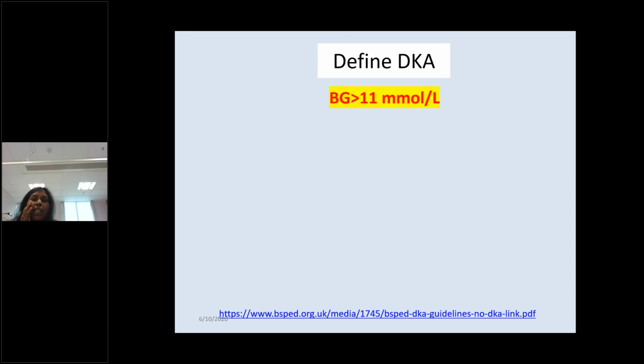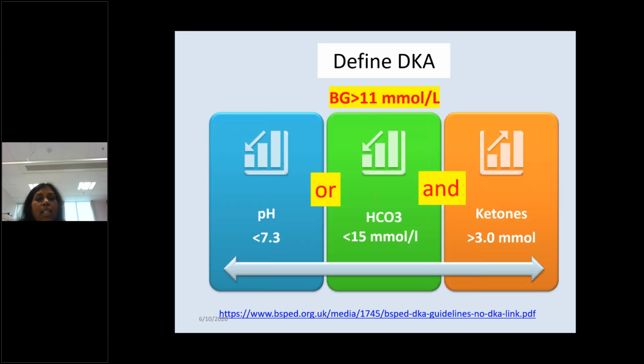So how do we define DKA? We all know that the blood glucose should be more than 11 millimoles per liter, the pH should be less than 7.3, the bicarbonate should be less than 15 millimoles per liter, and ketones should be more than 3 millimoles per liter. And this is how we define DKA.